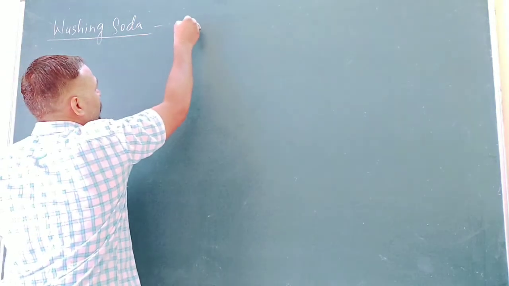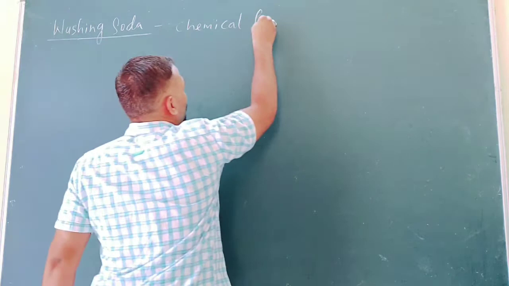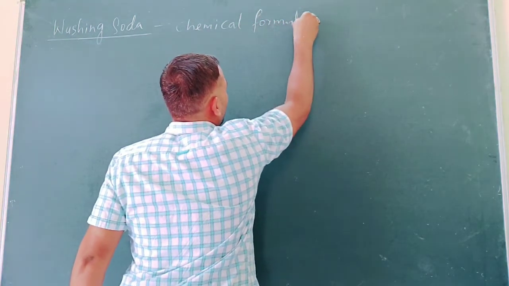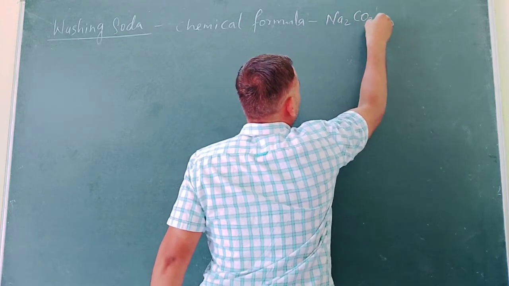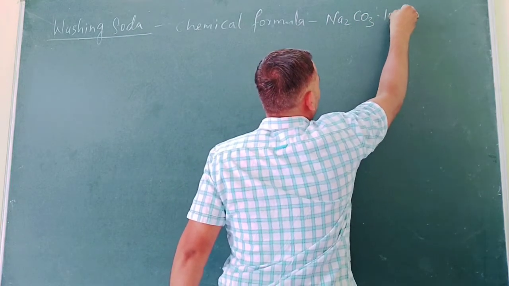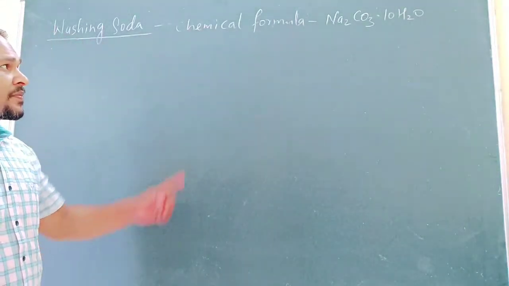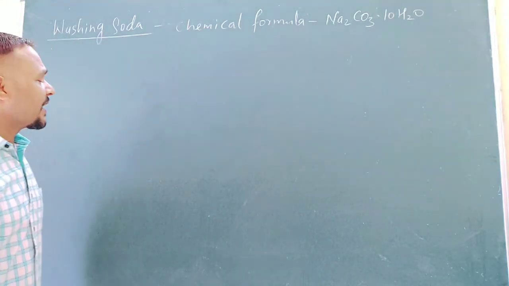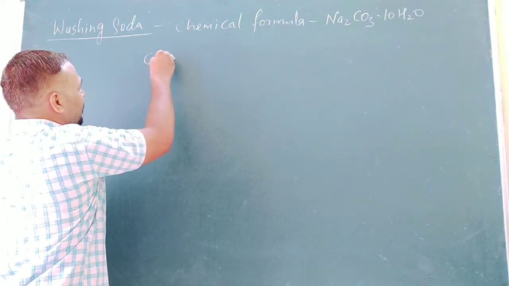The formula of washing soda is Na2CO3.10H2O. Is it clear? Now, what is the chemical name?